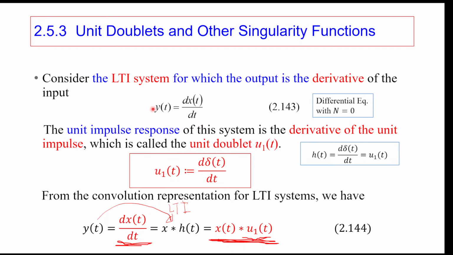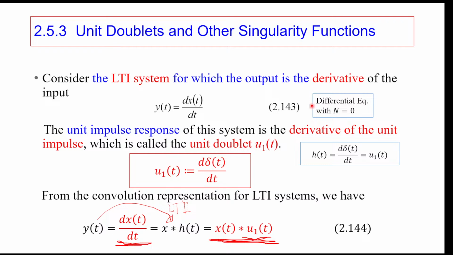You cannot even draw a slope over a delta function. But nonetheless, there is a very interesting way to define this derivative of delta function: you consider the analysis of an LTI system. Consider the LTI system y of t equals dx dt. This is a very well defined system.